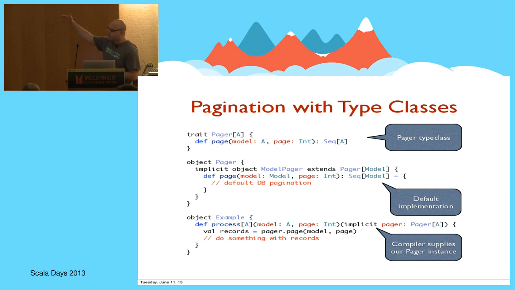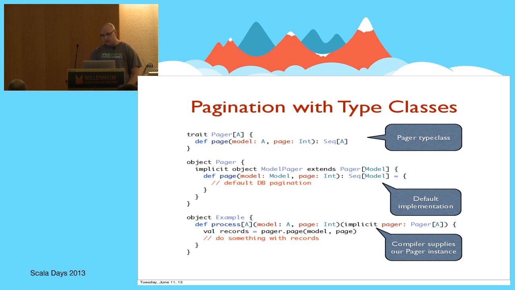The type class pattern is you first define a trait. So we're going to define a Pager trait that will do the pagination, and it's typed. It will take a model of a given type and a page number, and it will return a sequence of results. This is simplified a lot, but this is the basic idea. So that's our Pager type class. Then we go into the Pager companion object, and we define a default for pagination. So we have a default model pager, and that's where you would go to the database and do any default pagination that you would want for a particular model.